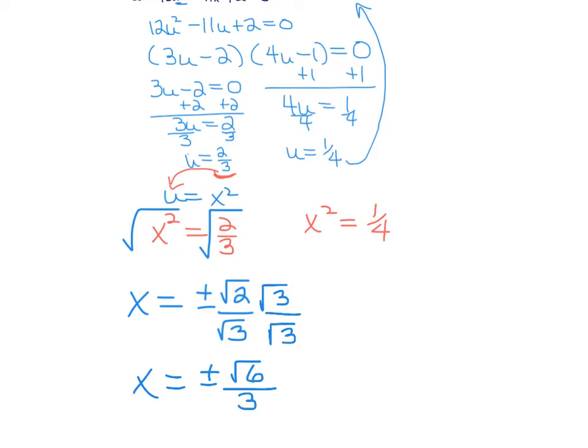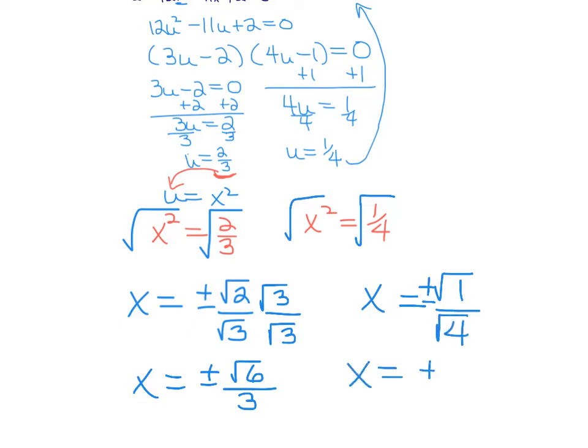Over here, same thing, square root both sides. X equals plus and minus the square root of 1 over the square root of 4. Those are both perfect squares, so plus and minus 1/2. This is just a trinomial, so I don't need to do the check. So these are my solutions, no radicals.